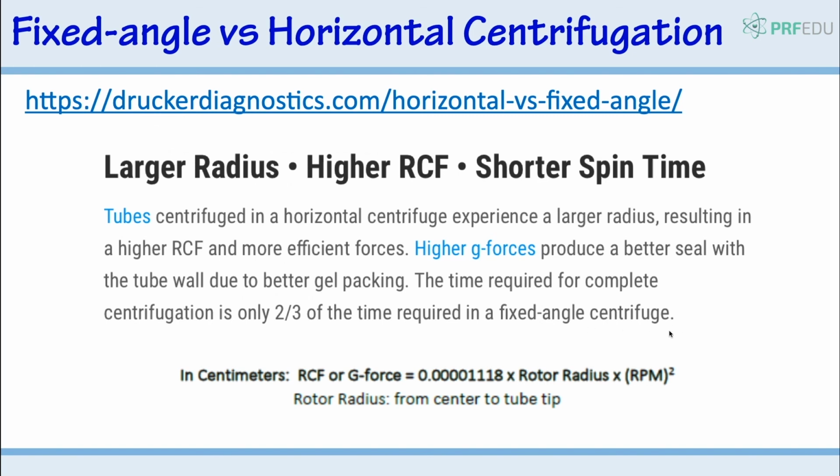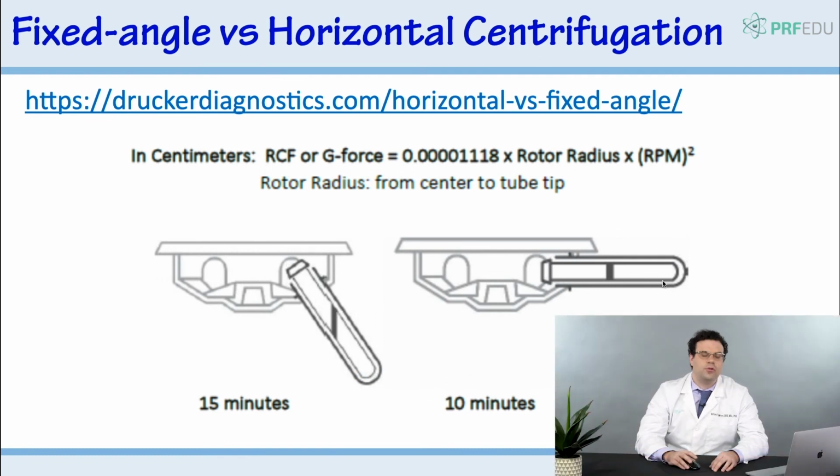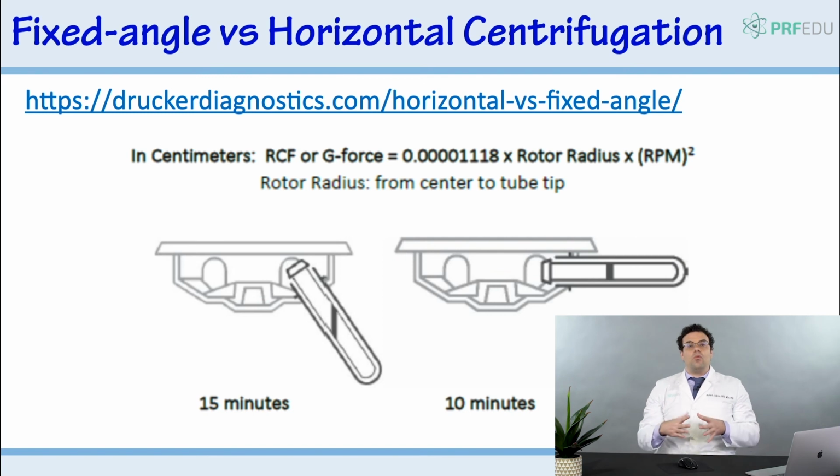And I remember reading this and looking at the diagram here: if you want to do fixed angle 15 minutes, you go horizontal only 10 minutes. And I remember thinking, wow, we're trying to separate layers before the tube actually clots. So before that fibrin clot actually forms, I want to separate my layers. I want to get all my platelets to the top and all my leukocytes and all my red blood cells down. And if I can do that faster, it's a lot more advantageous than people think using a horizontal centrifuge.